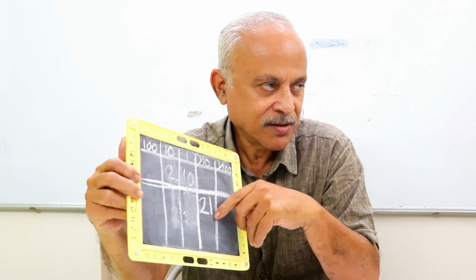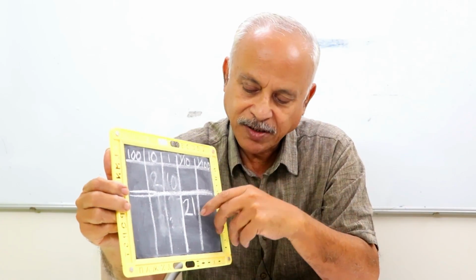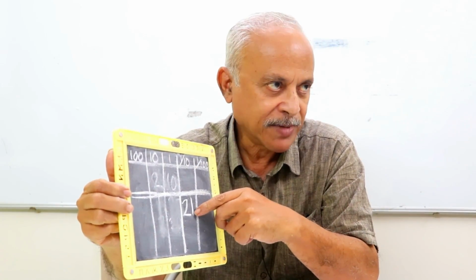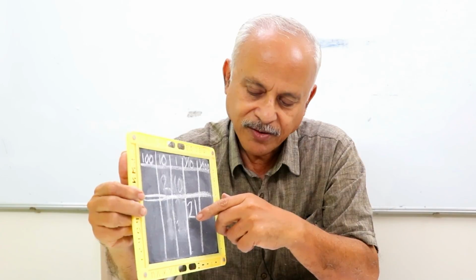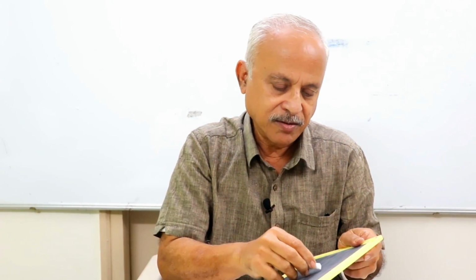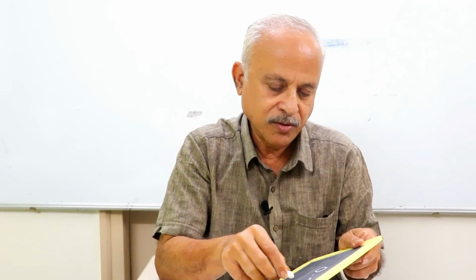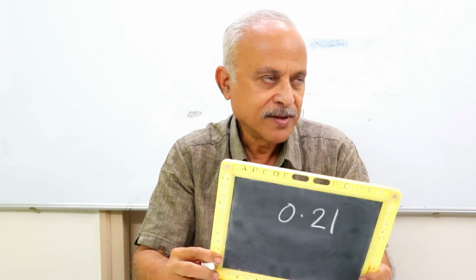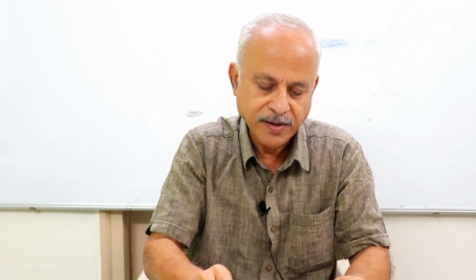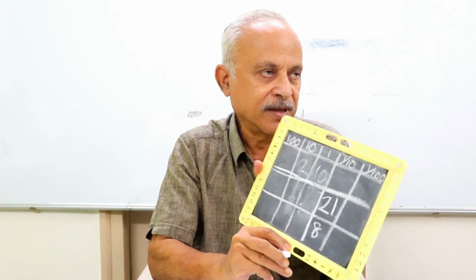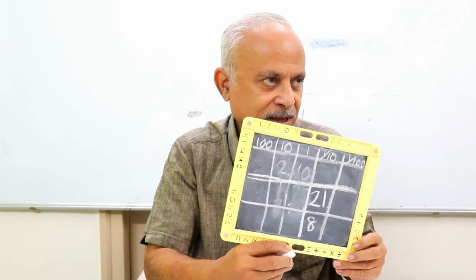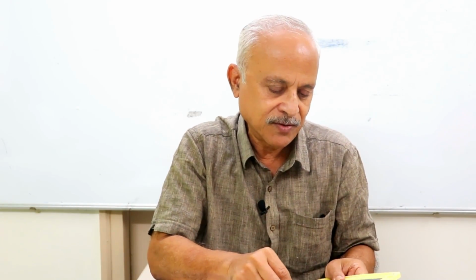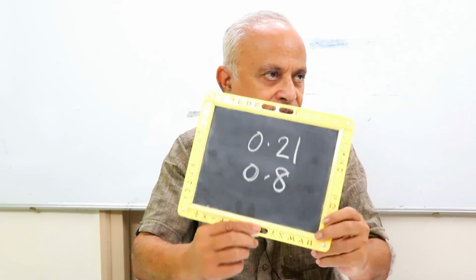You have written 2.1. That's correct. But since this is in the house of 1 by 10s, why can't we write it as 0.21? Because if I have, let's say, 8 in the house of 1 by 10s, I write that as 0.8. If we write 0.21, then the 1 will go into the house of 1 upon 100th. It won't stay in 1 upon 10s.